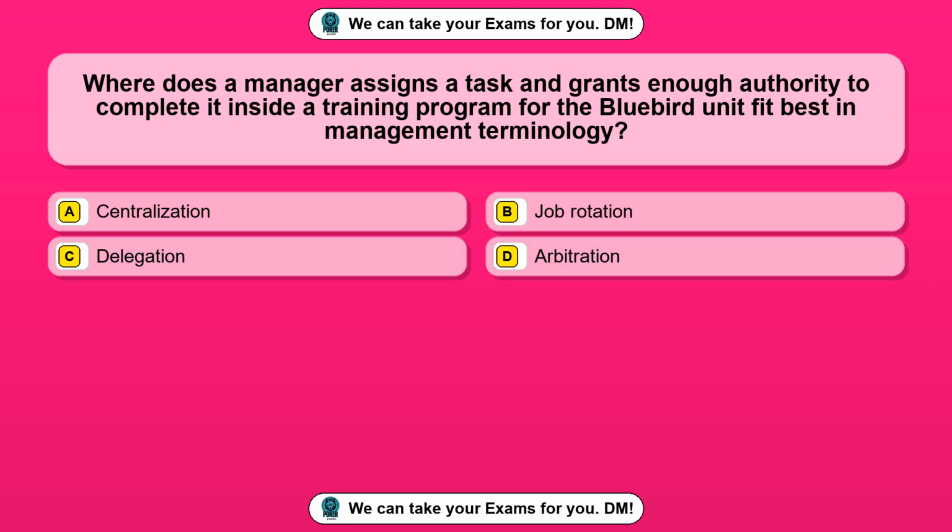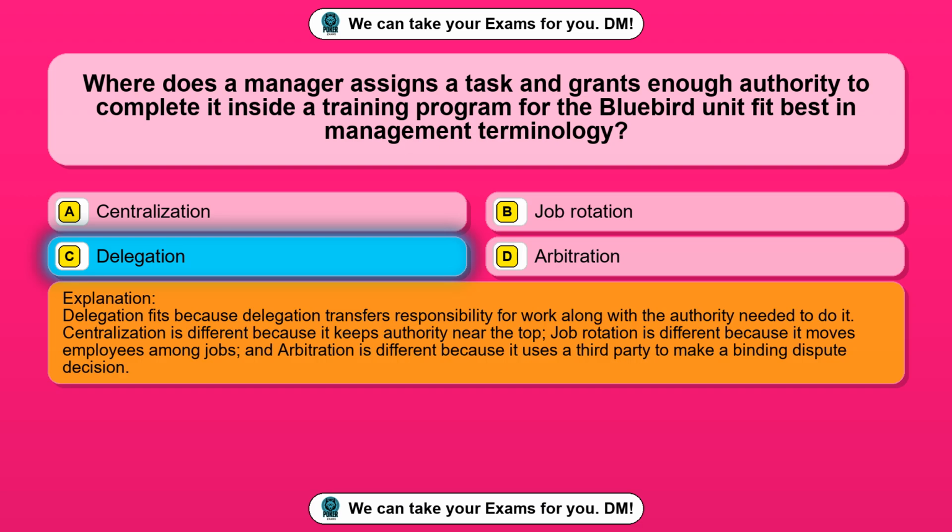Question 63. Where does a manager assigns a task and grants enough authority to complete it inside a training program for the Bluebird unit fit best in management terminology? Option A, centralization. Option B, job rotation. Option C, delegation. Option D, arbitration. The correct answer is option C, delegation.